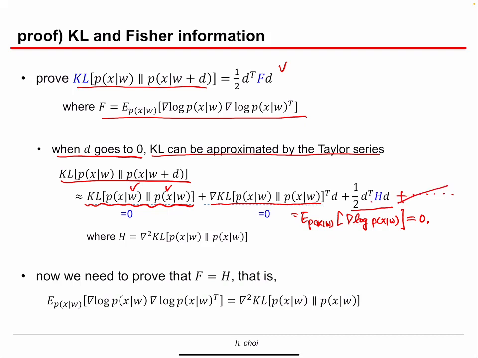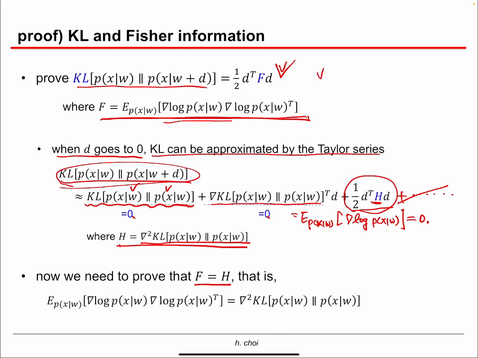Now this H is the second order derivative, which means H is the Hessian of this Kullback-Leibler divergence, not the Hessian of the objective function. To prove this, we have to show that F is H. We have H here and F here. If H is the same as F, then since this one is 0 and this one is 0, this term is the same as this term. So we prove this one. Now we're going to prove this equation.